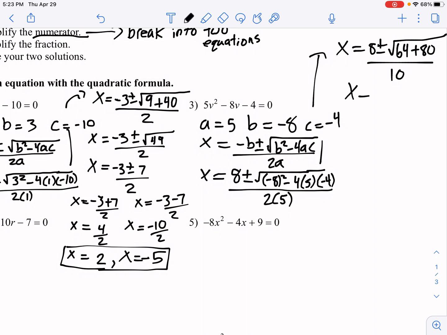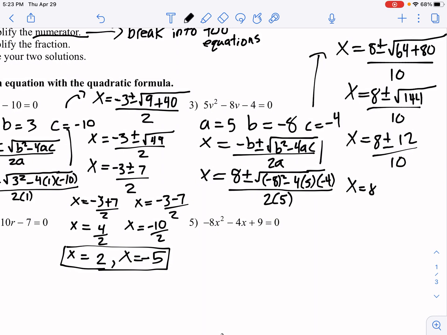So then we have x is equal to 8 plus or minus. Let's simplify the square root. We have 64 plus 80, which gives us 144 over 10. And we have x is equal to 8 plus or minus square root of 144. We can simplify that, right? That's 12 over 10. So now we simplified the square root. Let's simplify the numerator, break it into the two equations, and then simplify the top, and then divide with our fraction there, simplify the fraction. So you'd have x is equal to 8 plus 12 over 10, and x is equal to 8 minus 12 over 10. Okay, so the two equations there.